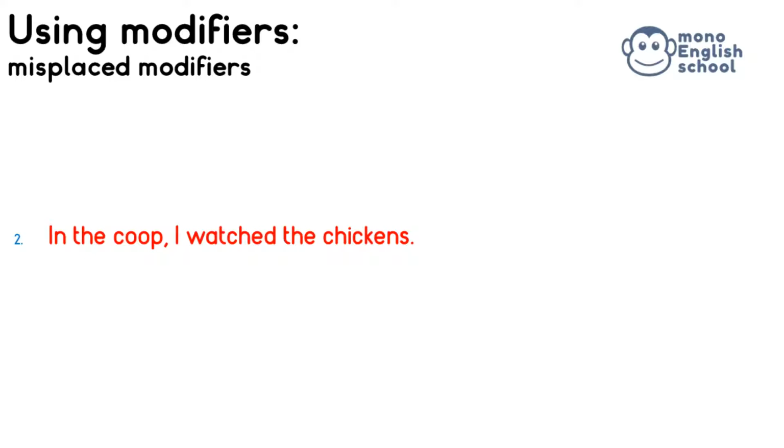A second example. In the coop, I watched the chickens. Again, the modifier in this sentence, in the coop, is misplaced and modifies an incorrect word in the sentence. Because the modifier is directly before I, it seems as though I was in the coop, which is not true. The chickens were in the coop, and I was watching them from outside.